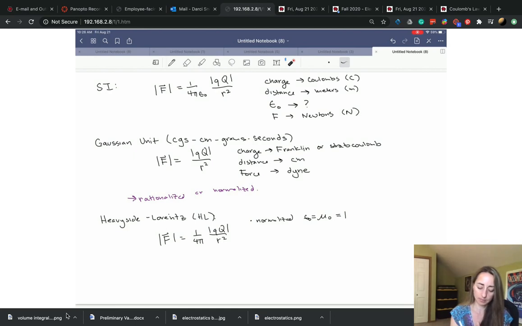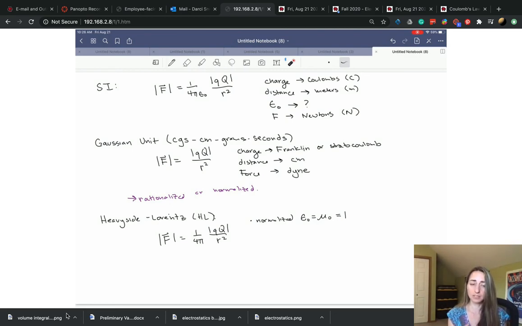You can tell here there's no epsilon naught in this constant out front. So the epsilon naught, it's not a very good epsilon naught, I'll fix that. Epsilon naught, as well as the magnetic permeability, which is mu naught here, those are all equal to 1. And also in this particular unit system, the speed of light would also be equal to 1.